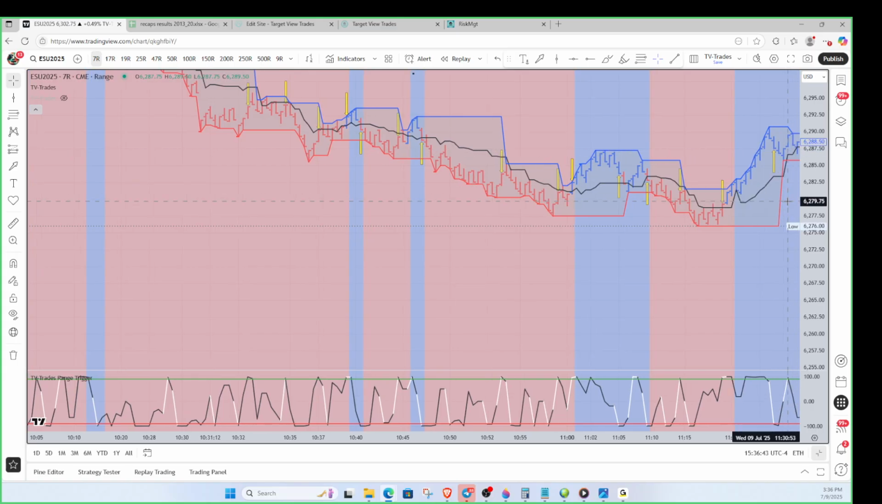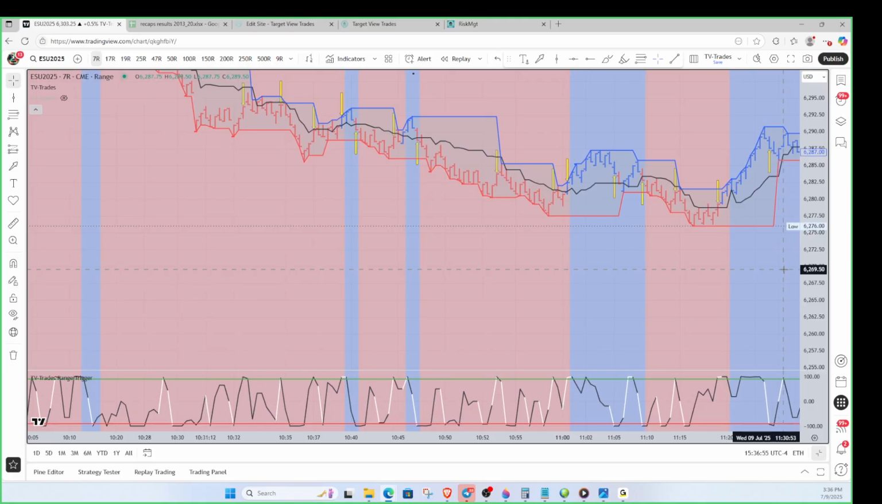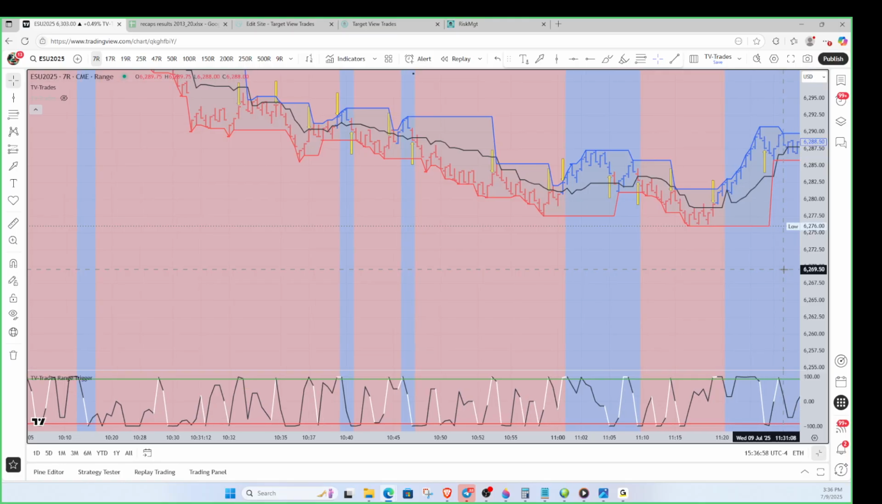The midpoint's changing. So it pulls back, it hits the midpoint, but you're not oversold. Right here, you're not oversold. So you don't have a trade right there. It's got to be into or out of the oversold is where you're going to take the trades. No trade there.